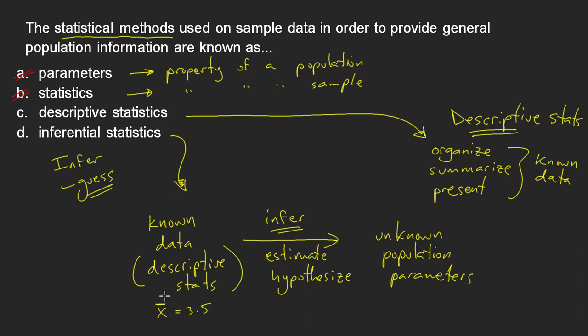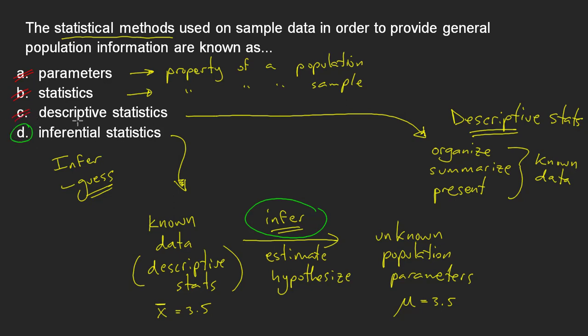Now, I only know for sure that this applies to the group of students that I've actually surveyed. It doesn't apply to everybody. I mean, the university could be like 50,000 students, and I've only looked at 100 of them. But I can take this result, this known data, and I could use that to estimate that in the larger population, the population average is also somewhere around 3.5. What I would be doing there is I'd be making use of inferential statistics. So that's what they've described here. They say the statistical methods used on sample data in order to provide general population information are known as, the answer is D, it's inferential statistics.